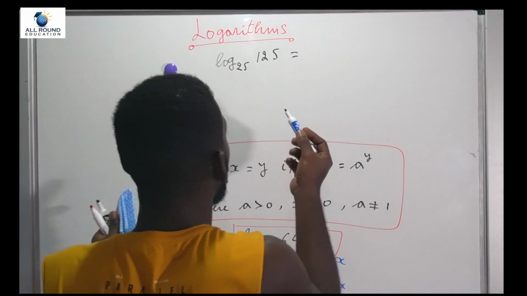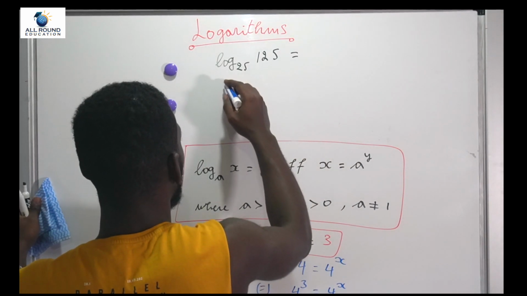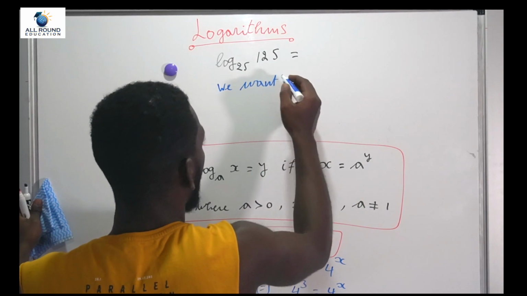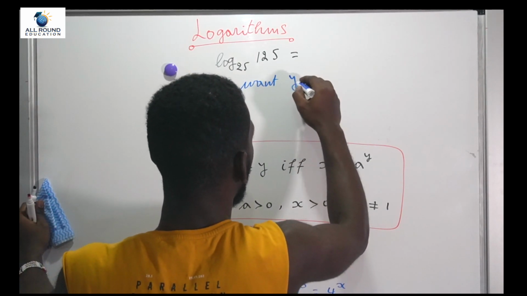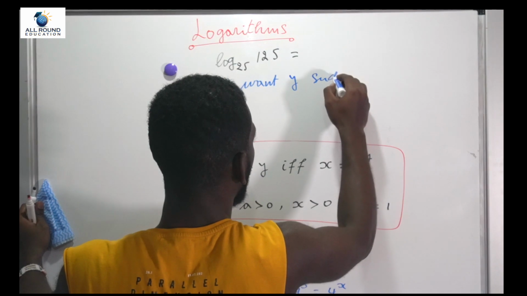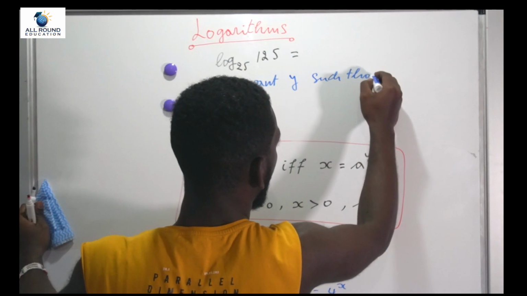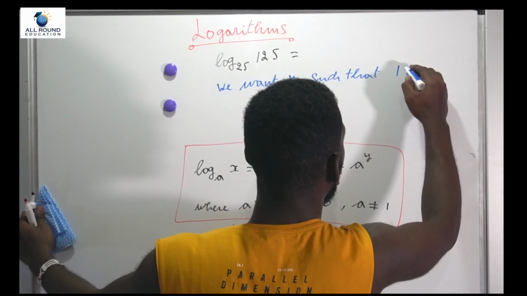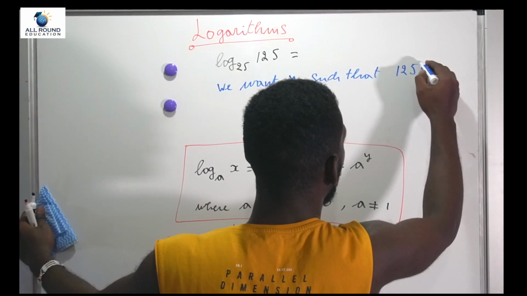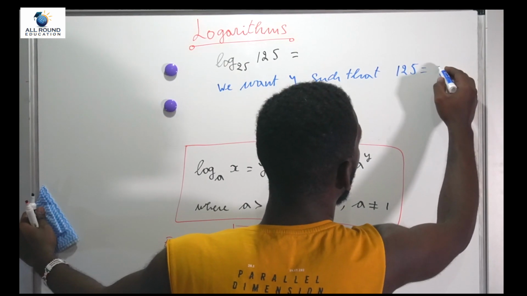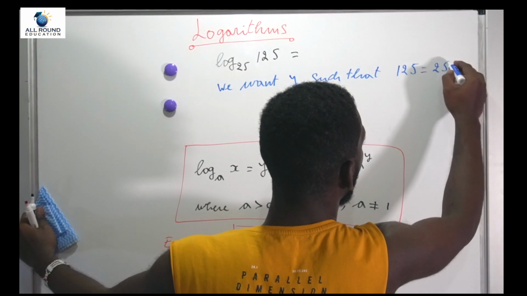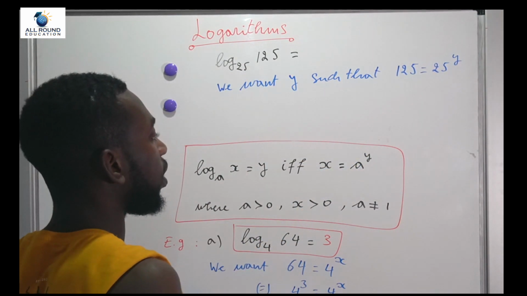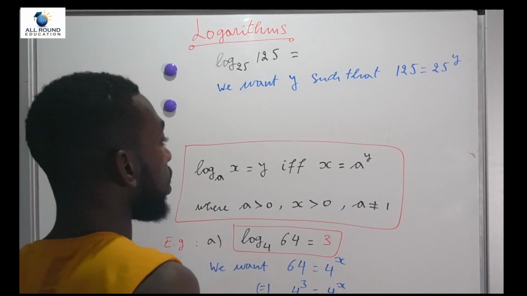So what we want is y such that 125 is equal to 25 to the power of y. That's what we want. But how do we get what we want? This is the question. How do you get what we want?